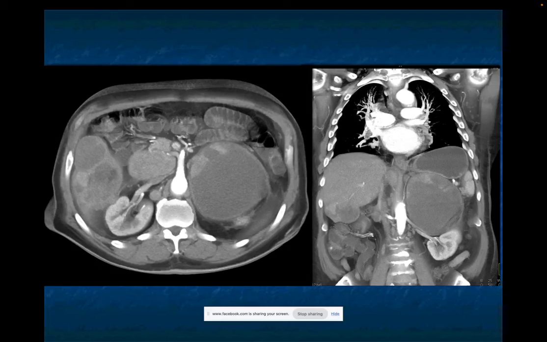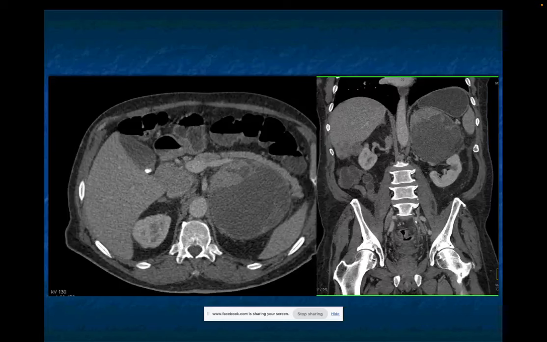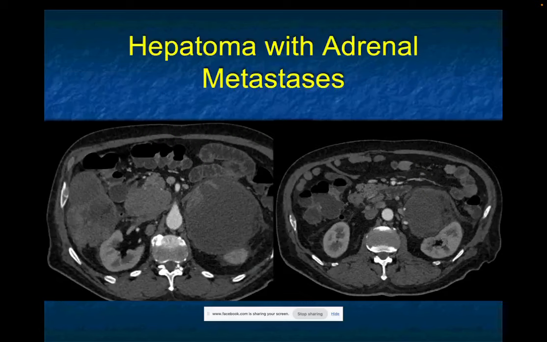But if you stuck with a primary ACC and mets to the liver, it would be hard to argue with you. So just a really nice example of metastatic hepatoma to the contralateral, or to the left, adrenal gland.